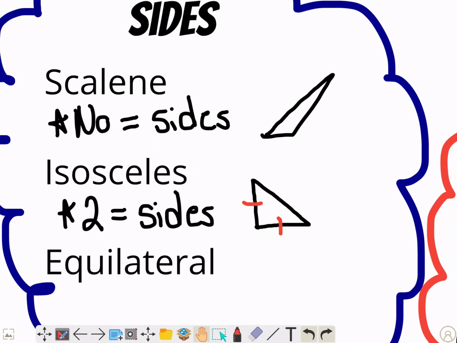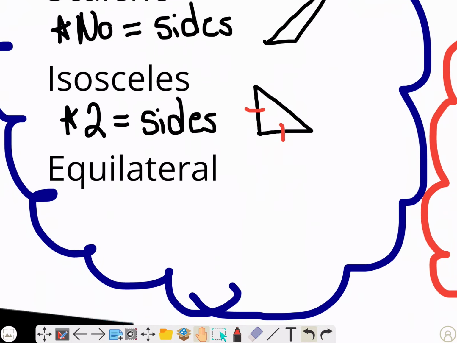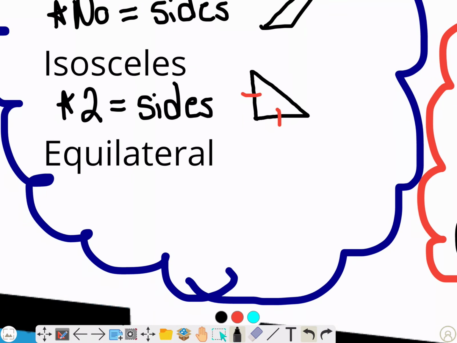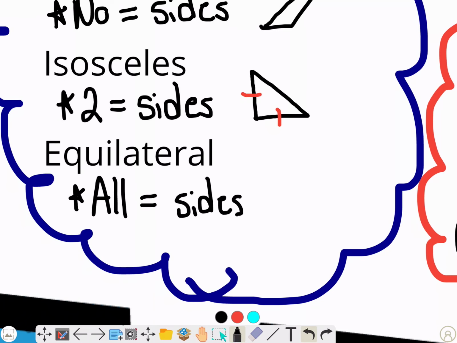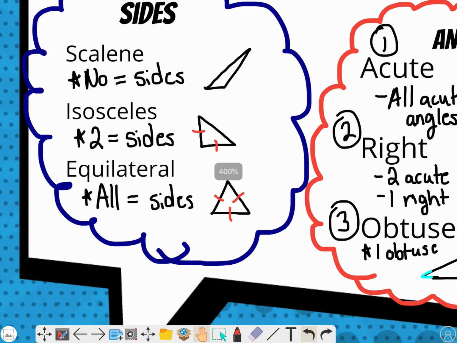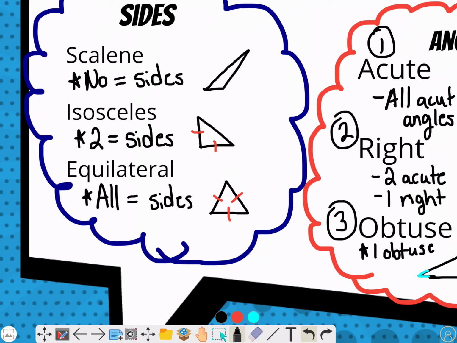And then the last one is not no sides, not two sides, but it's going to have all equal sides. And it might look something like this. If I was to measure it, this side and this side and this side are the same length. So that's an equilateral triangle. So the three ways you can judge them by their sides are scalene, isosceles, and equilateral.